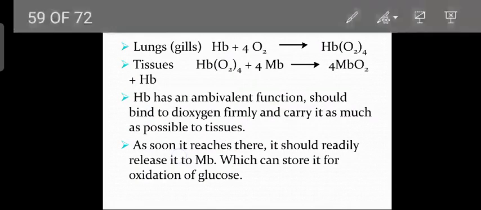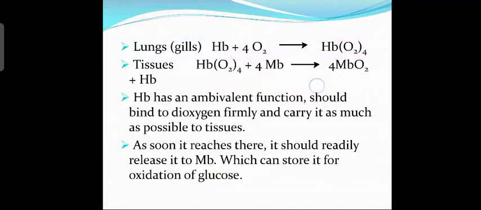Okay. Next slide. Now this is the reaction taking place in the lungs or gills. Hb plus 4 O2, this is nothing but dioxygen. So hemoglobin combines with the dioxygen. Okay, 4 molecules of dioxygen, where? In the lungs. Alright. And what is the compound formed? Hemoglobin tetradioxygen, so Hb(O2)4.